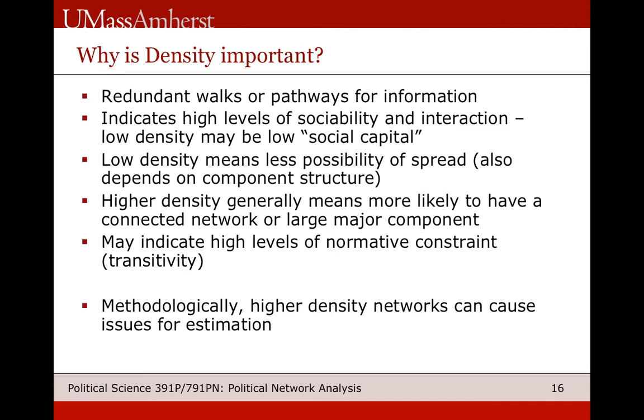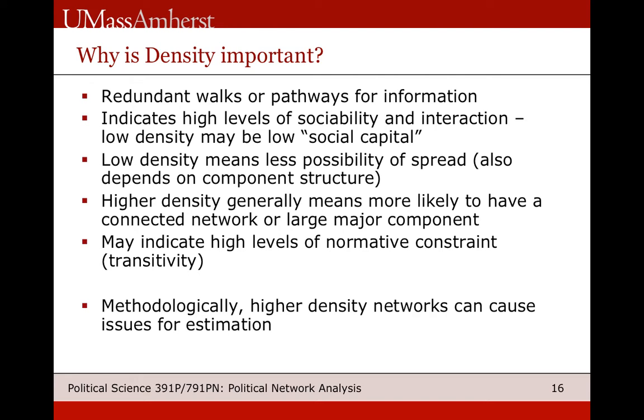In general, though, what we do know more technically is that low density is going to mean much less probability of spread, though that's more about the component structure than anything. We know that if there are completely disconnected components, an idea or a virus or a resource can't jump from one component to another unless there's some degree of interaction between nodes in the 2 components. And we also know that higher density is less likely to have those types of artificial barriers created by component structure. A concept we'll also return to in the future is that high levels of density or transitivity can actually indicate higher levels of normative constraint.